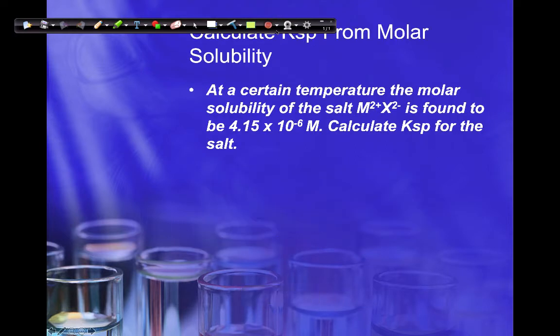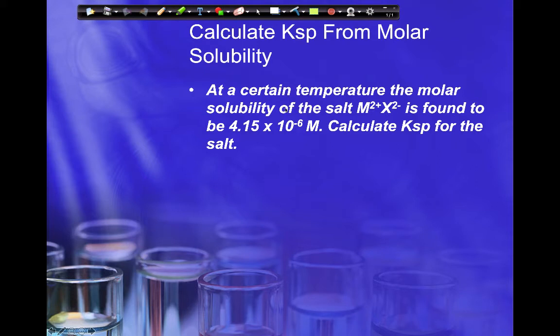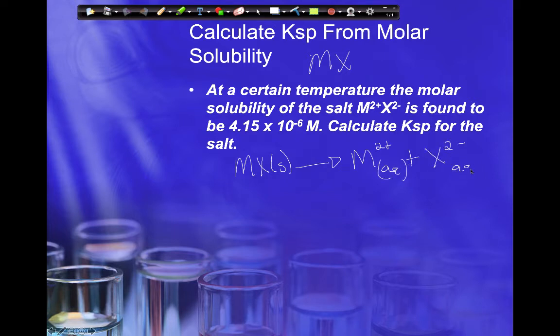All right, so let's look at a problem. At a certain temperature, the molar solubility of salt MX, and it's giving the charges, is found to be 4.15 times 10 to the negative 6. Calculate the Ksp value. Okay, so when we're talking about solubility, we're talking about taking that solid salt and dissolving it. And then it should break apart into its ions. So here are our ions.